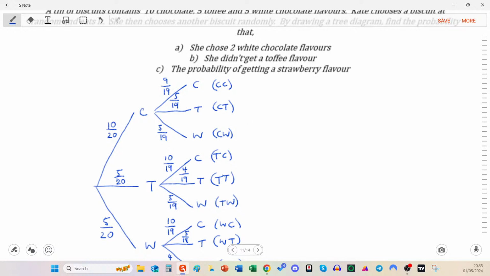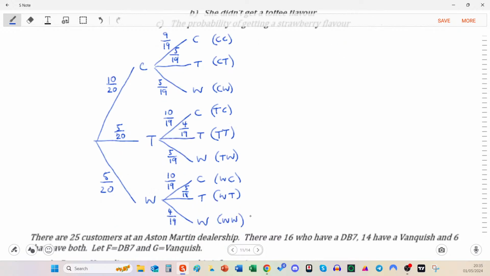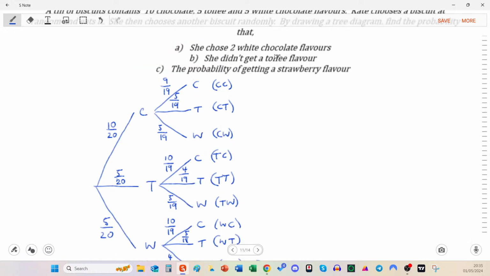We've got these outcomes and we're interested in the 2 white chocolate flavors. Okay, so what is the probability of that? Well, we look for the only option that we can, which is this. Now remember, this means white and white. So and implies a multiplication. So I'm going to double check whether it chooses 2 white. Yeah, that's right.